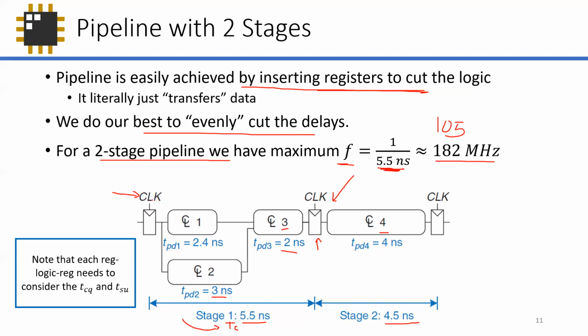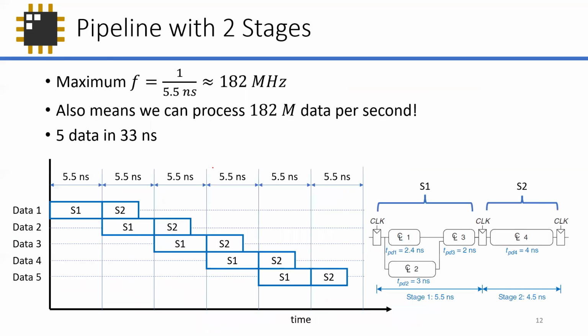And the way it does it is that, essentially, that 182 megahertz means you can process 182 mega data samples per second. And if you try to process five data samples, you can process them in 33 nanoseconds as opposed to the 47.5 nanoseconds of the single cycle. And then the pipeline works this way.